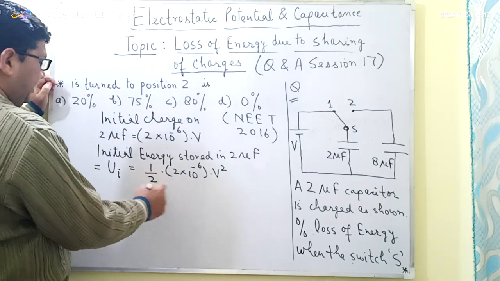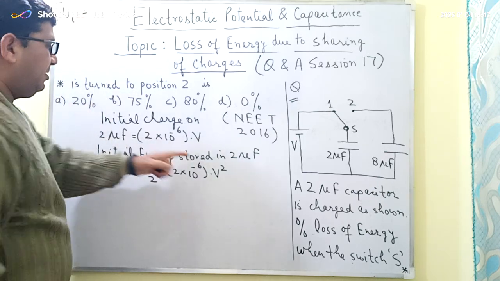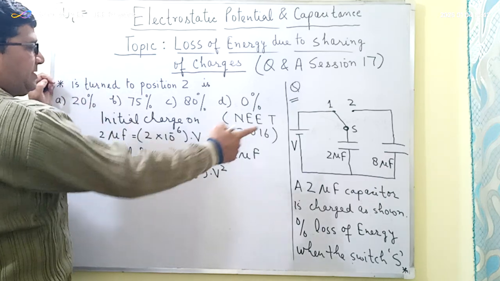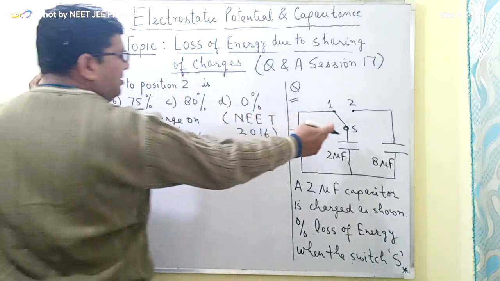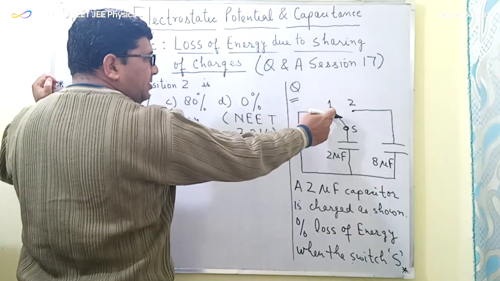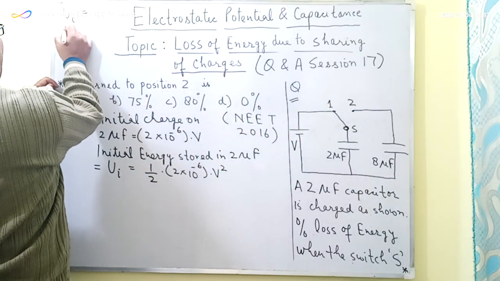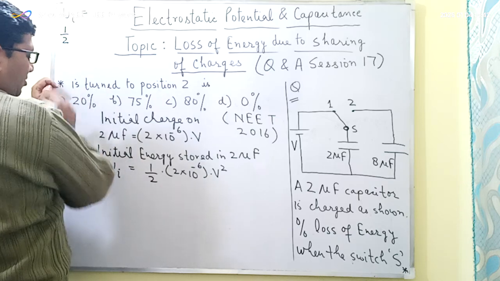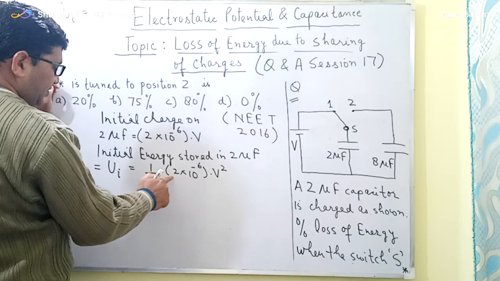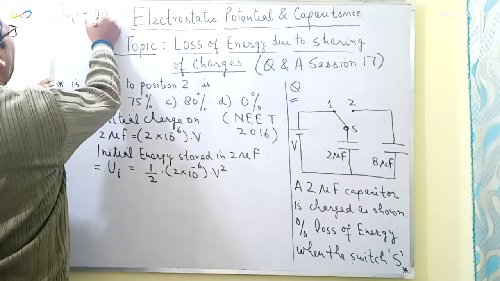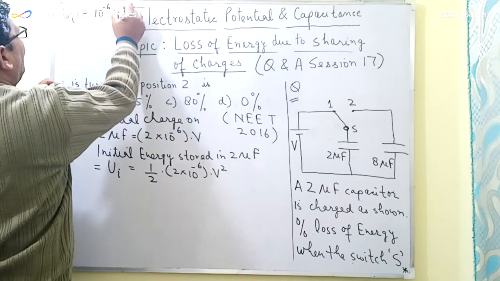I will be writing the value of the initial energy which is stored in the 2 microfarad capacitor in the position 1, when the switch is turned towards the position number 1. So this is equal to half, or we can simply write it as, 2 into 1 by 2, the 2 into 1 by 2 will get cancelled out. So this will be equal to 10 to the power minus 6 into V squared.